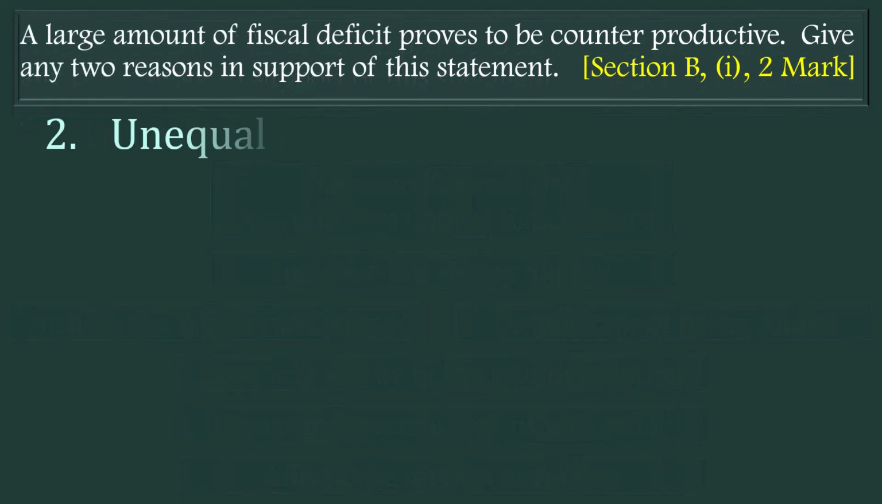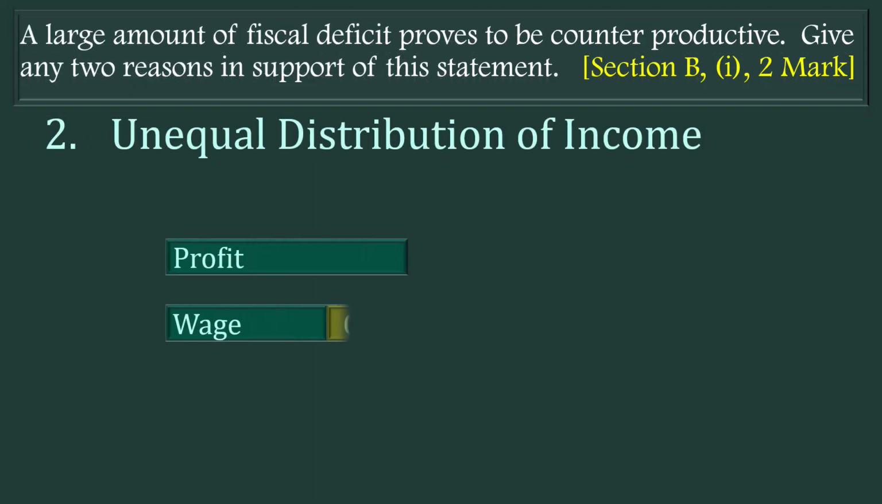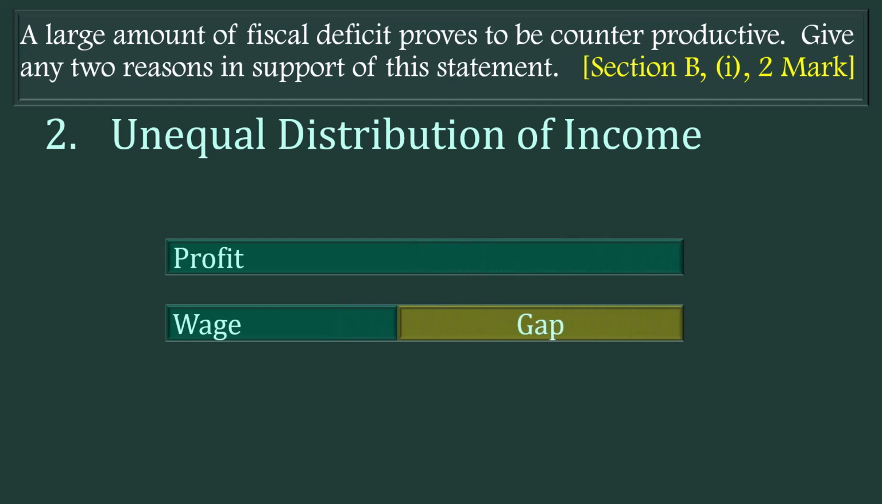Unequal distribution of income. Normally, a gap is there in the distribution of income among the producing class and the working class. Due to inflation, the income of the producing class in the form of profit will increase. Workers' wage will not increase simultaneously. Thus, the gap between the income of the business class and the working class broadens.